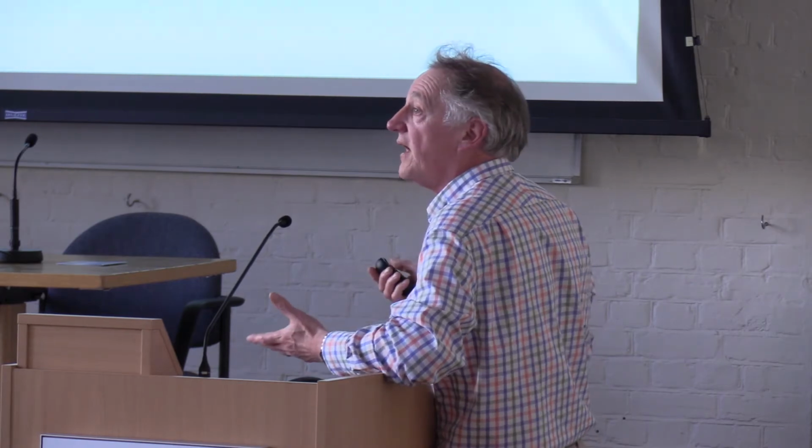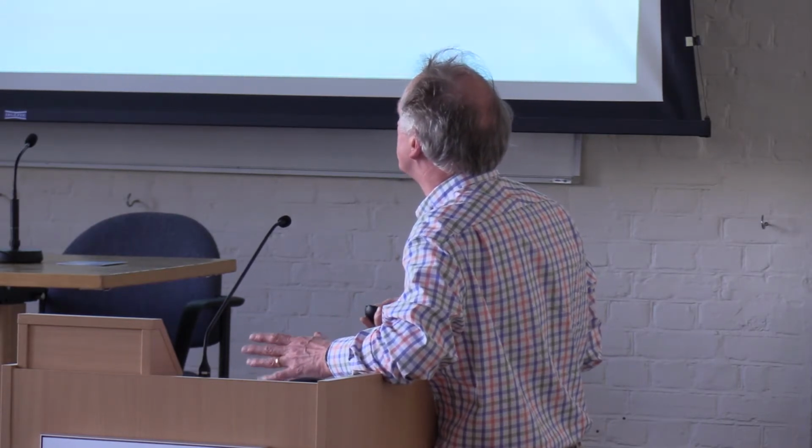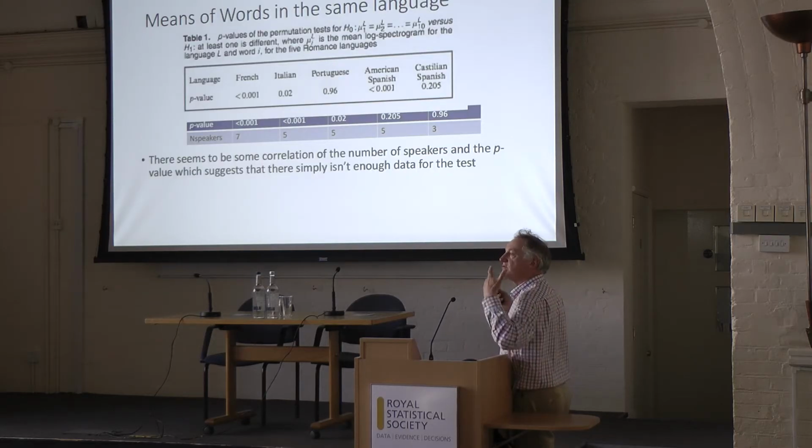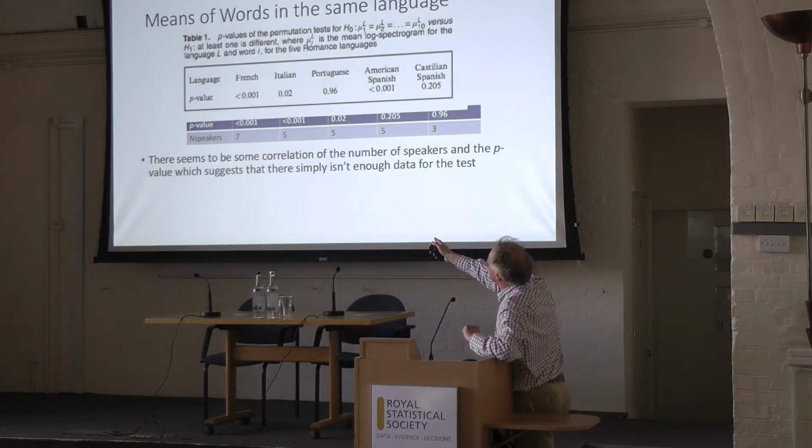Okay, so now let's get on to the paper. I thought the stats was really interesting. I don't claim to understand it all, but this was my feeling about it anyway. So this thing about the means. You took the means of the words in each language, and you took the p-value, the significance of the difference. And when you look at it, the p-value really just does seem to be correlated with the number of speakers you had. There's some correlation. The highest p-value is for French, where you have 7 speakers, and the lowest p-value, well, also American Spanish, 5 speakers, but the lowest is for Portuguese, where you've only got 3 speakers. So it's kind of implying to me there simply wasn't enough data there to do that test.